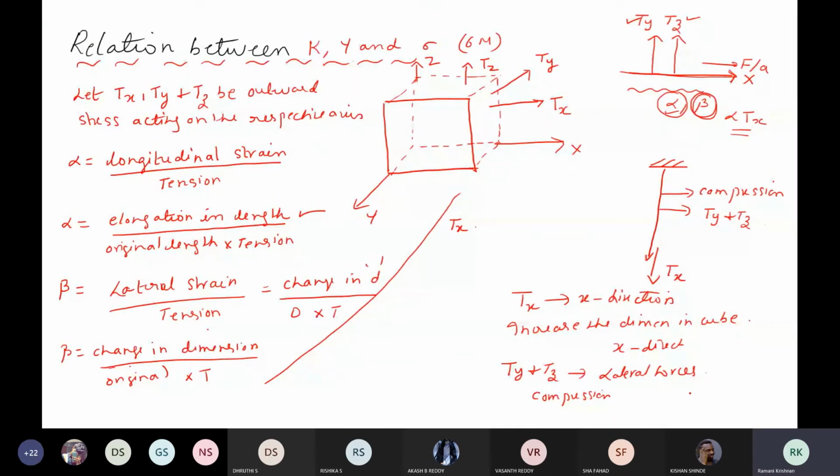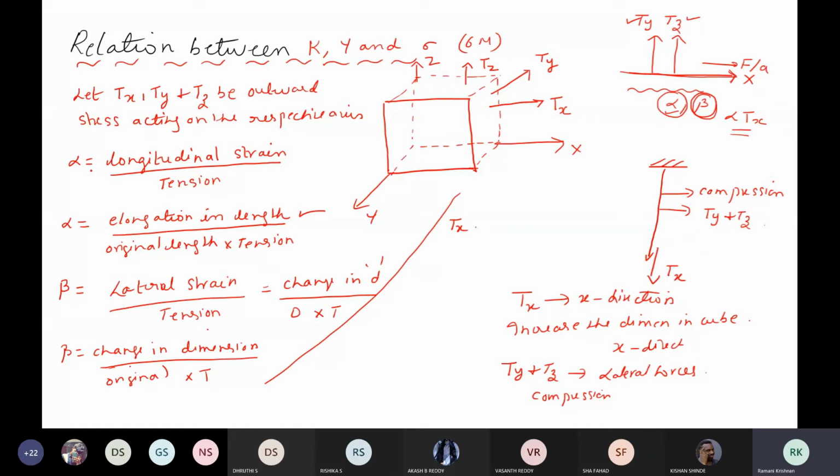Right. Now students, we are seeing the relation between bulk modulus, Young's modulus and Poisson's ratio, and I had taken a cube. The cube is of unit dimension, so the original length of the cube is unity. I have taken these three axes, which are perpendicular to each other, as x, y, z. Tx, Ty, Tz is the outward stress acting on the cube. So the work is to expand the cube. It can also compress, but here we have taken the case of expansion.